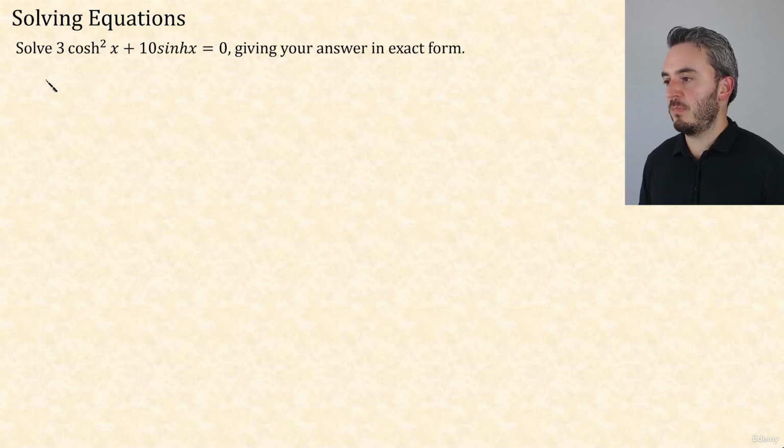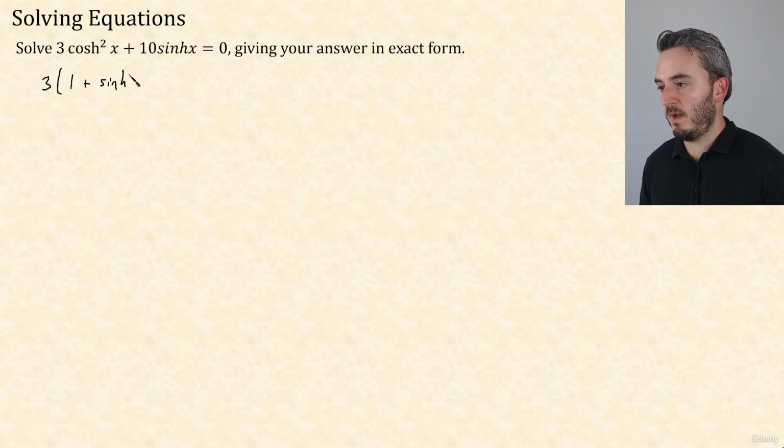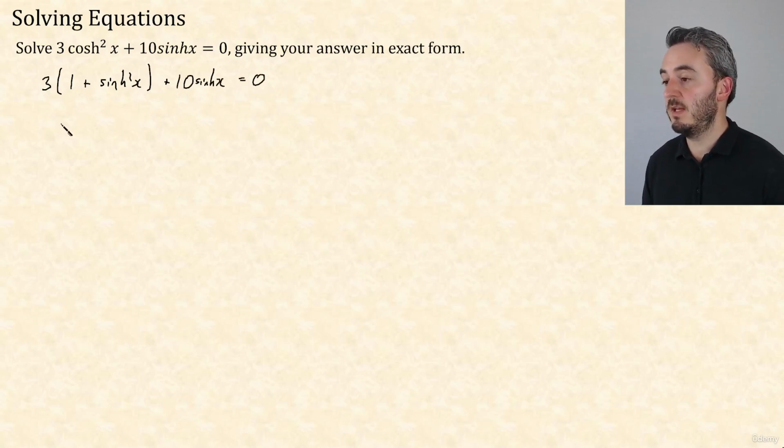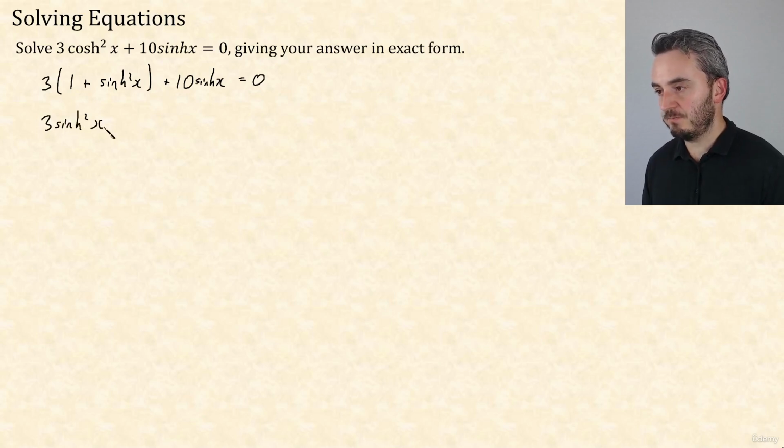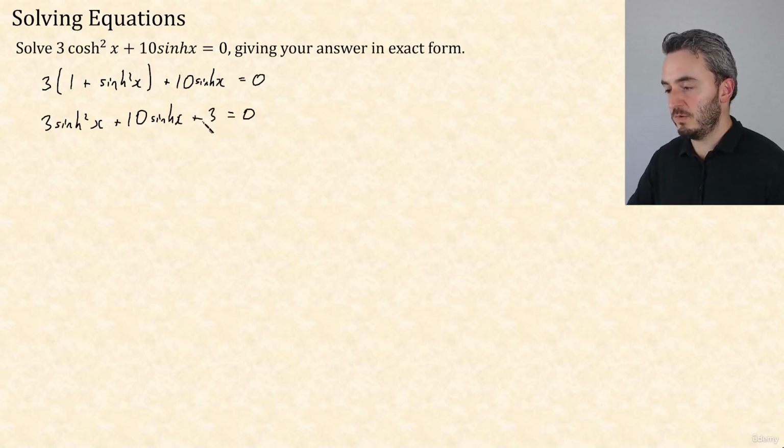Have a look. We know that cosh squared x minus sinh squared x is 1. So cosh squared x is 1 plus sinh squared x. And hopefully you can see where this is going now. I'm going to end up with a disguised quadratic, well, just a quadratic really, in sinh x. So 3 sinh squared x plus 10 sinh x plus 3 equals 0.